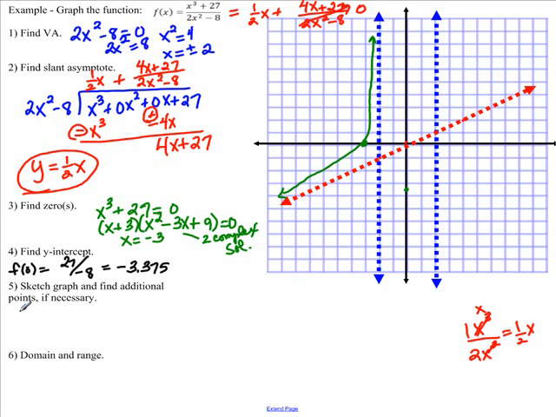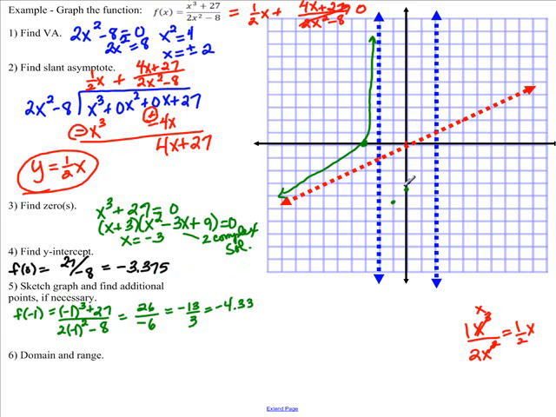We also don't know what's happening to the right of the 2. So let's plug in, let's say, what about f of negative 1? So we would have negative 1 cubed plus 27 over 2 times negative 1 squared minus 8. Now you could use your calculator to do all this. Negative 1 cubed is negative 1, plus 27 is 26, over 2 minus 8, which would be negative 6. So negative 26 over 6, or negative 13 thirds, which is negative 4 1/3, negative 4.33. So we have at negative 1 a negative 4.33 right here.